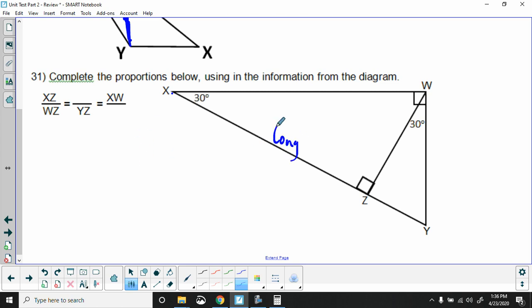WZ is right here. This would be the short. So labeling this, it's obviously going to be long on top, short on the bottom. This was the medium triangle. I'll change colors for this one. So if we look at YZ, YZ is right here. This would be short, which means this would be the long, and our pattern is long over short, so the long would be WZ.